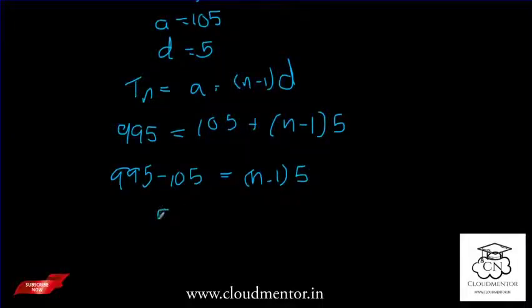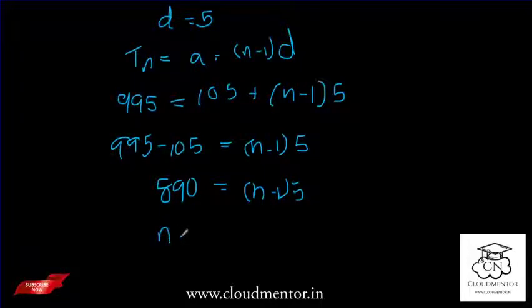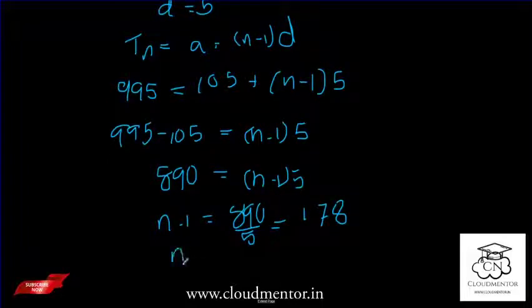So 890 is equal to n minus 1 of 5, right? So n minus 1 is equal to 890 by 5, which is 178. So n minus 1 is 178, and n is equal to 179. We got n, that is 179.